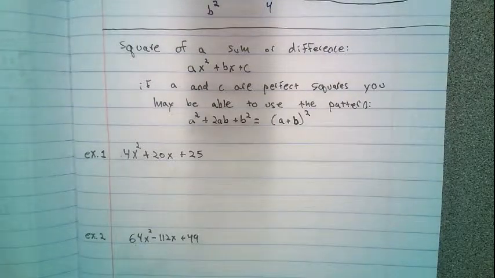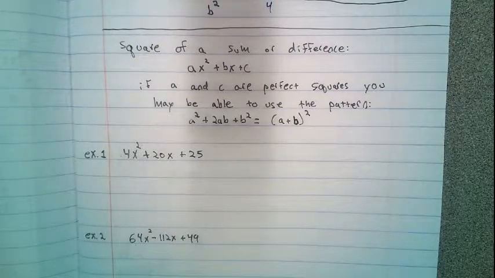The next pattern that goes with factoring special cases is a square of a sum or difference pattern. I'll give you some time to write this example down, but if you have a quadratic like ax squared plus bx plus c, and you notice that a and c are perfect squares, you may be able to use the pattern a squared plus 2ab plus b squared equals (a plus b) squared.